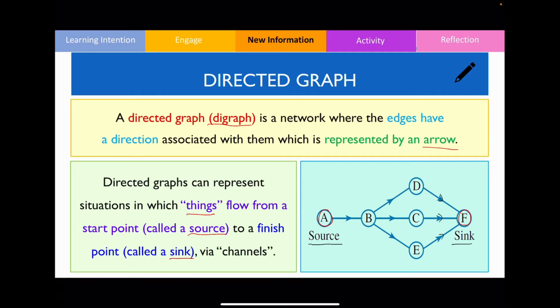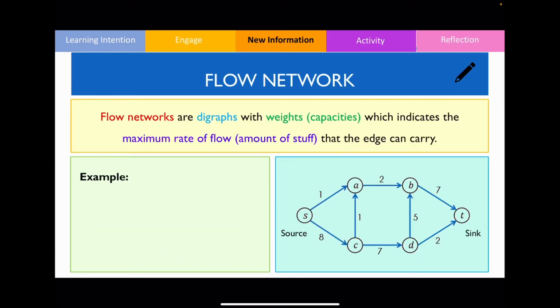Now that we know what a directed graph is, let me talk about what a flow network is. A flow network is a directed graph that contains weights on it, as you can see down below, and these weights have a special name. We refer to these weights as capacities in a flow network. What the capacity represents is the maximum rate of flow at which stuff can move through that particular edge.